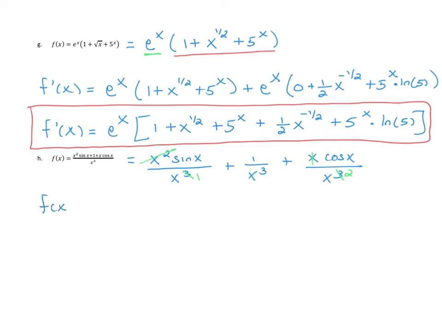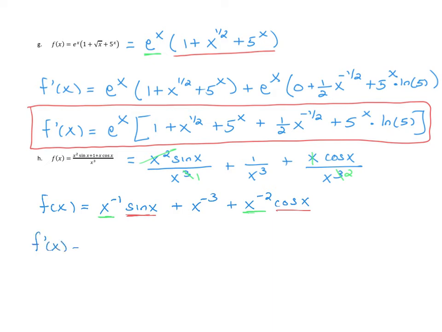So f of x is actually equal to x to the negative 1 times sine of x plus x to the negative 3 plus x to the negative 2 times cosine of x. What I'll do is take the derivative on the first piece. I'm going to use the product rule, and I'll do the same thing on the last piece. Let's see what we get. So no derivative just yet, just rewriting the function.